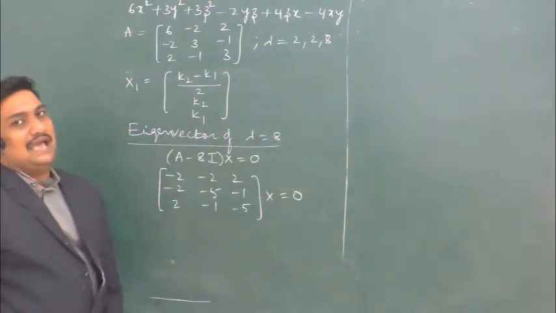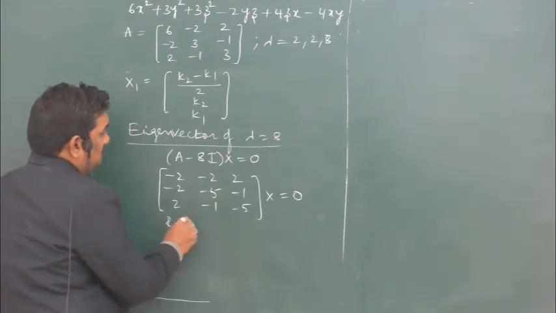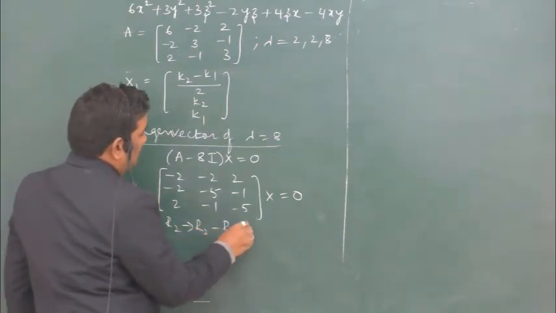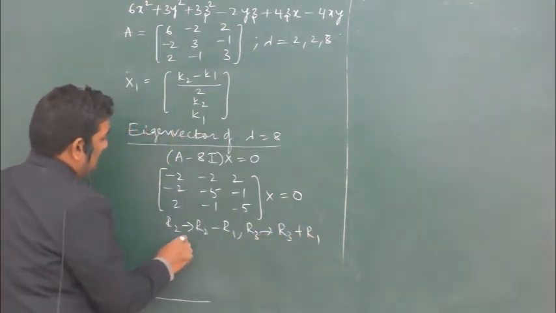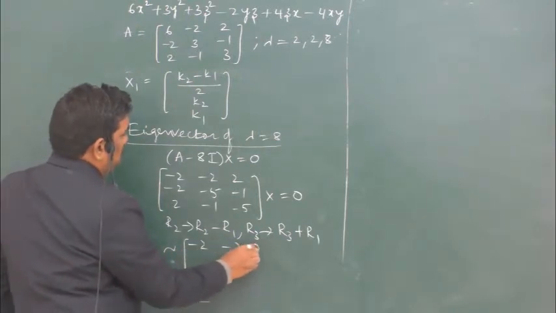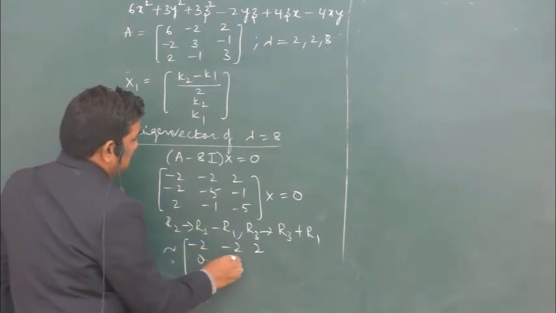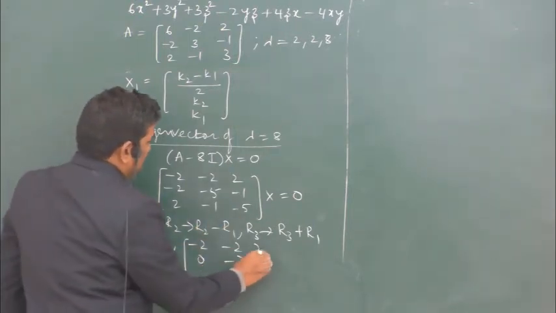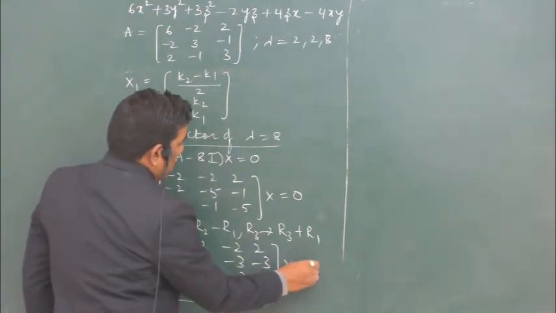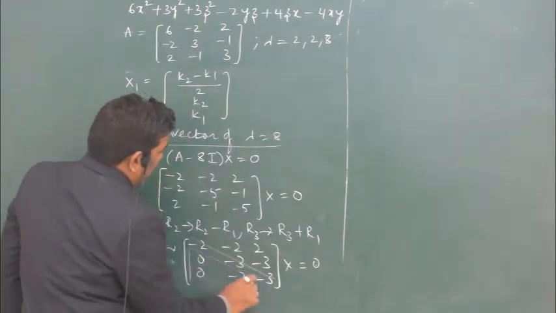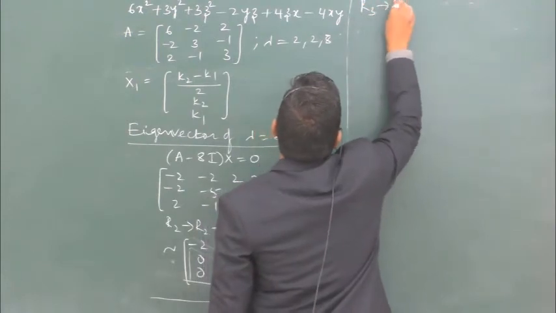Now let us apply the echelon form method. In order to move further, apply the operations R2 to R2 minus R1 and R3 to R3 plus R1. Make use of the diagonal elements. It is minus 2, 2, 0, minus 2, minus 5 plus 2, it is minus 3, minus 1, minus 2, minus 3, 0, minus 3, minus 3. So this is possible diagonal. Still you need to make minus 3 as 0. Let us apply the operation R3 to R3 minus R2.